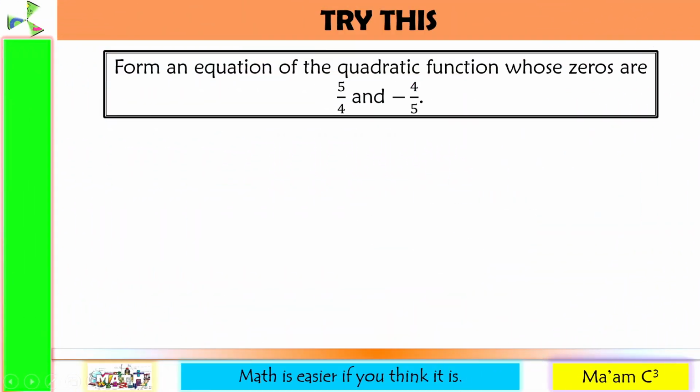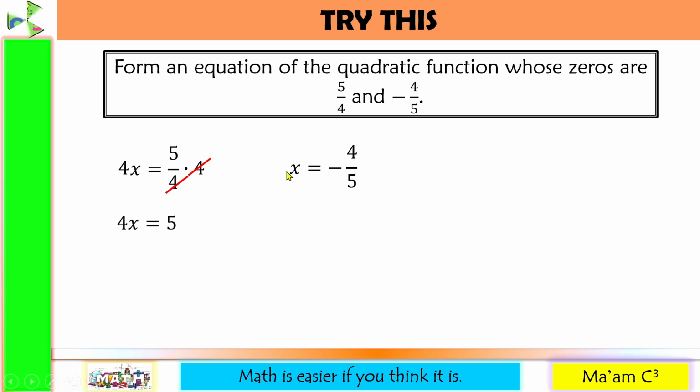Try this. Form an equation of the quadratic function whose zeros are 5 over 4 and negative 4 over 5. So this time we have two rational roots, one positive and one negative. So we have x is equal to 5 over 4 and x is equal to negative 4 over 5. Like what we did earlier, I'm going to remove first the denominator. So in this case, I'll multiply both sides by 4. This will cancel out. So I have 4x is equal to 5.